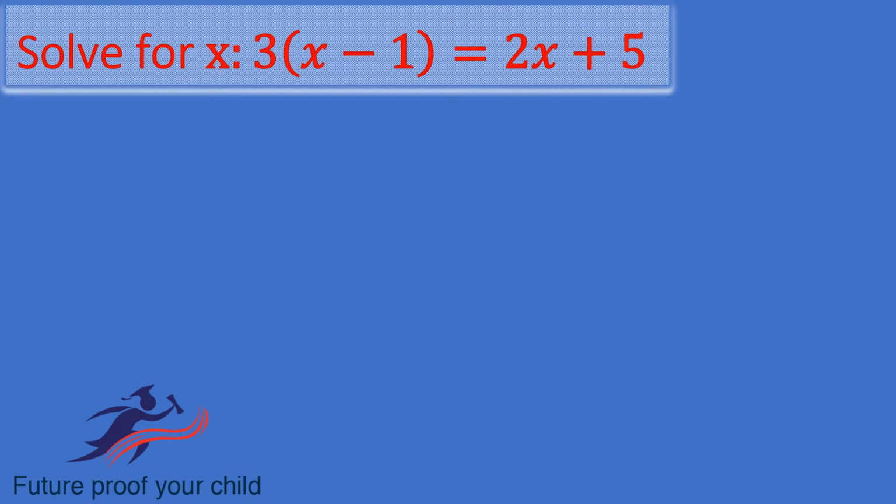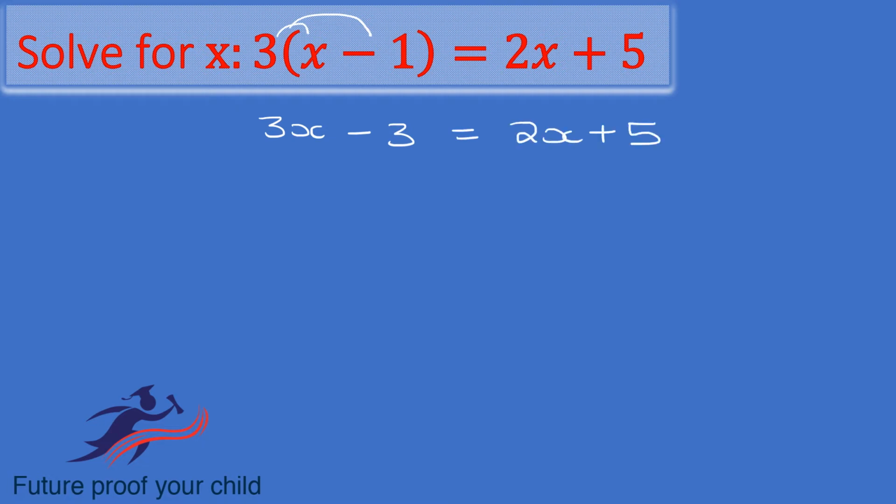When we have a question with a bracket in it, don't forget that BODMAS says brackets first. So we're going to distribute the 3 into the bracket. So 3 times x is 3x. 3 times negative 1 is negative 3 equals 2x plus 5.